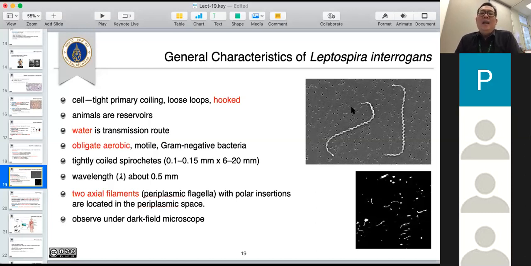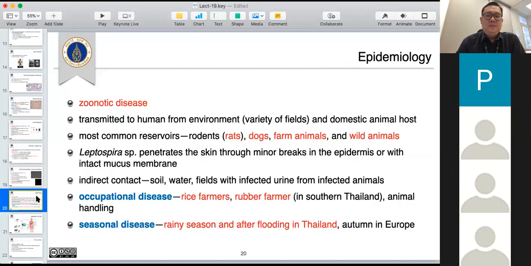Unlike other species that contain axial filaments or polyplasmic flagella, with a number of flagella, L. interrogans possesses two flagella, one on each side at the different poles. That's the flagella of Leptospira interrogans.